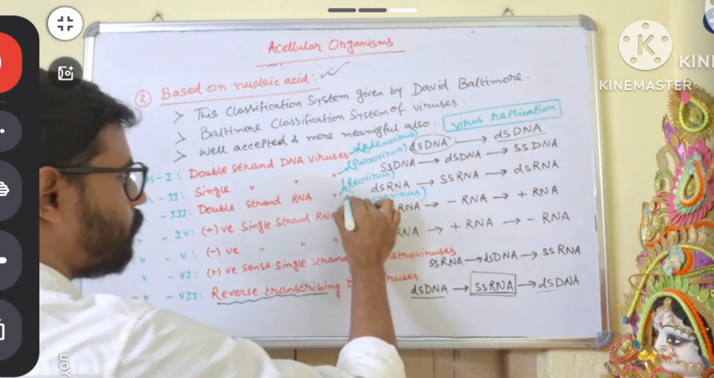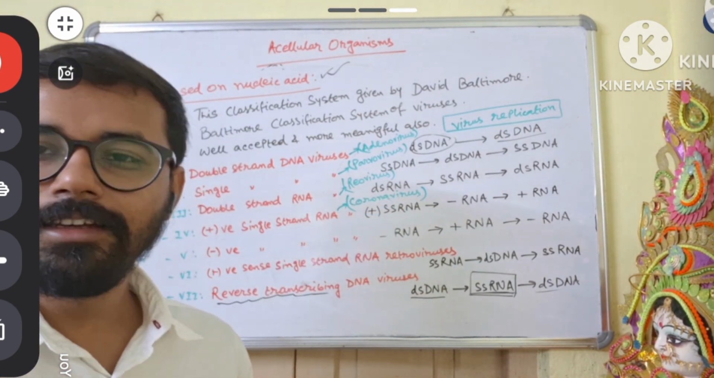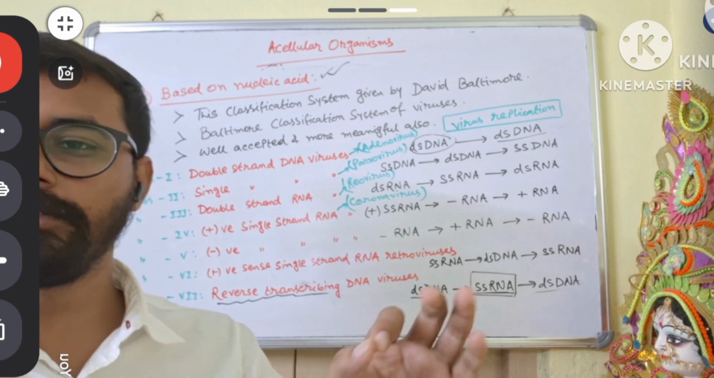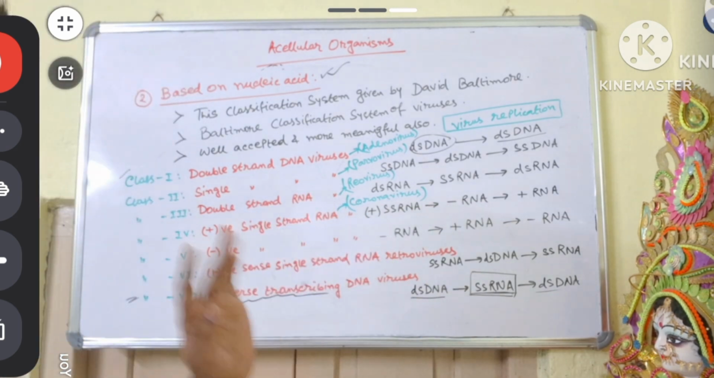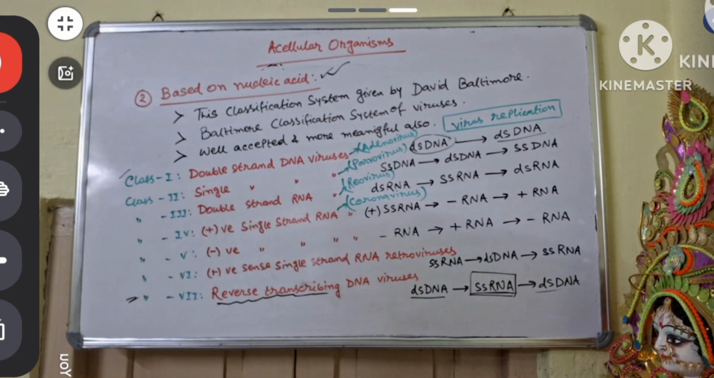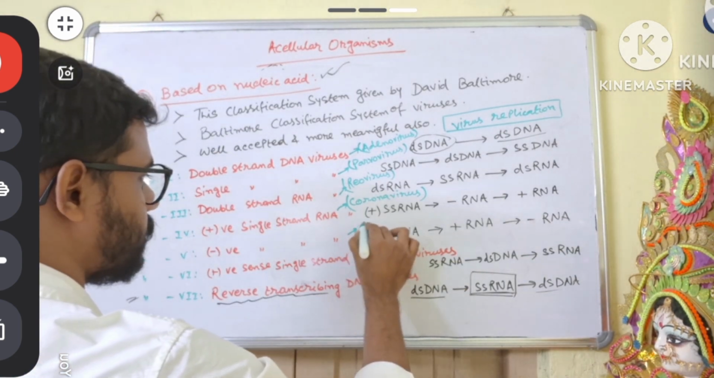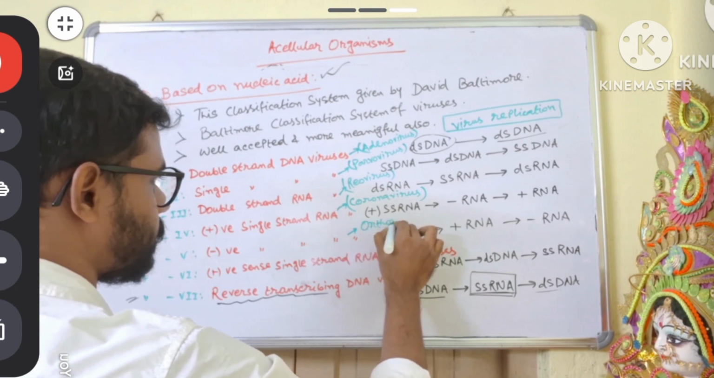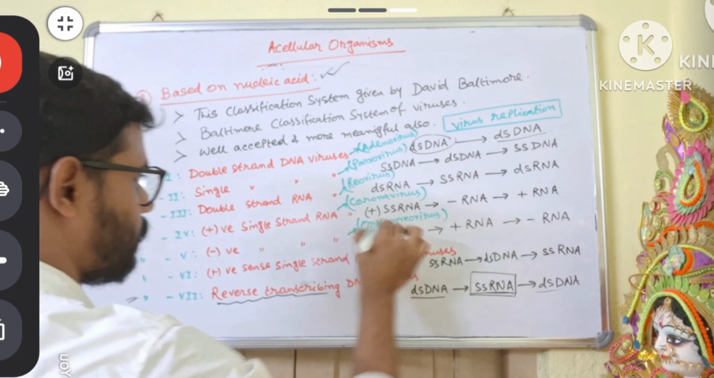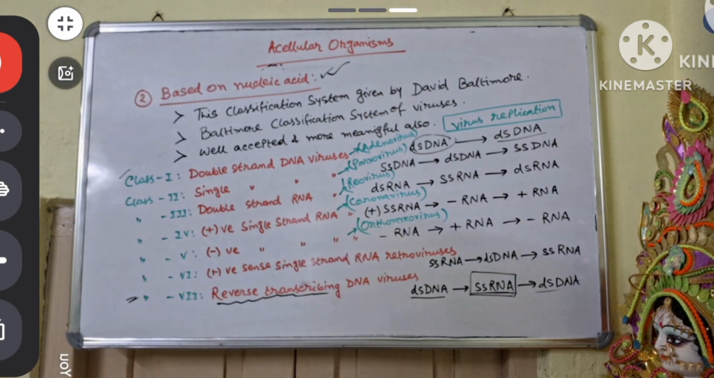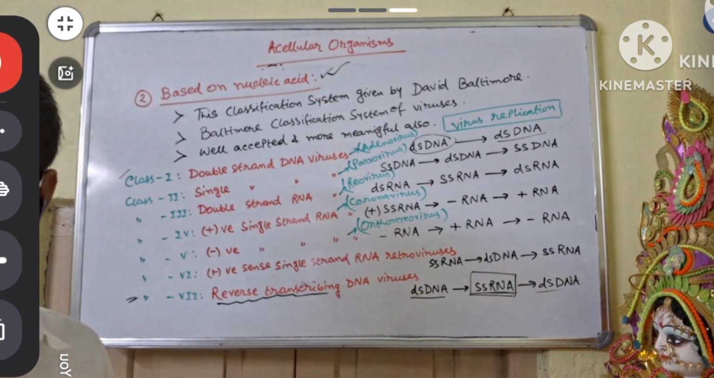Did you hear the term before, coronavirus? Coronavirus, the actual RNA is positive sense and it is an RNA virus. Positive sense RNA virus is the coronavirus. Class 5, orthomyxovirus, influenza.